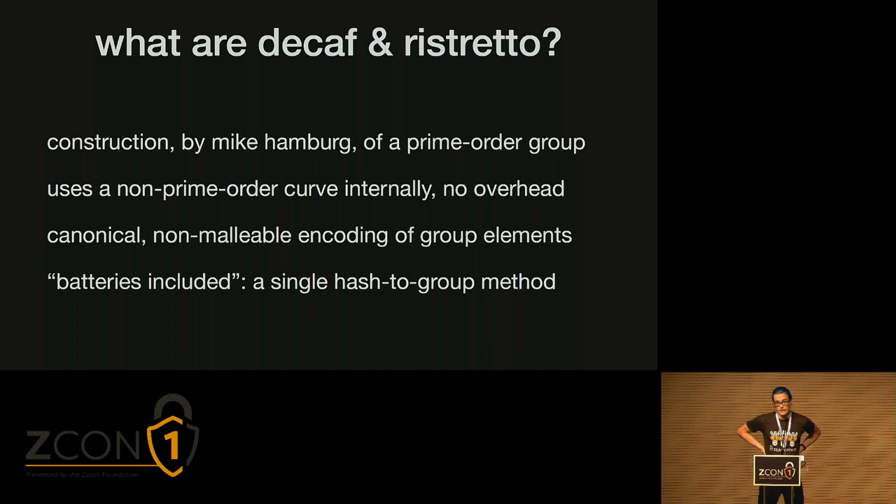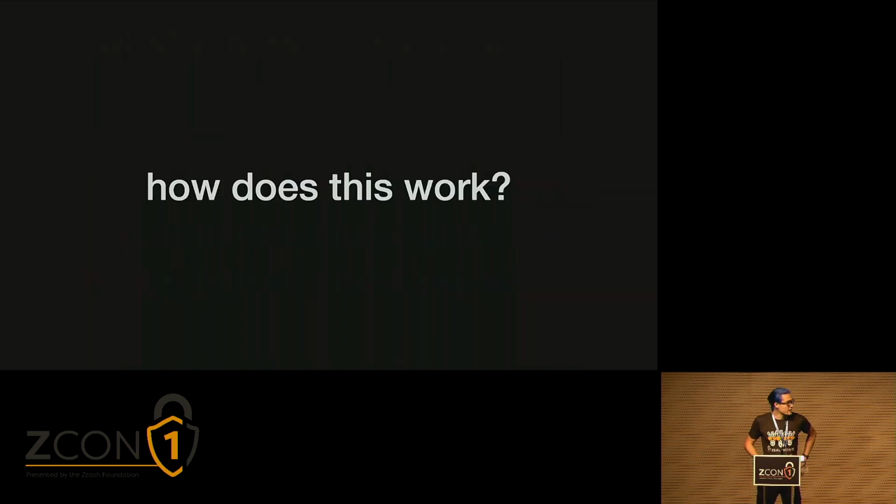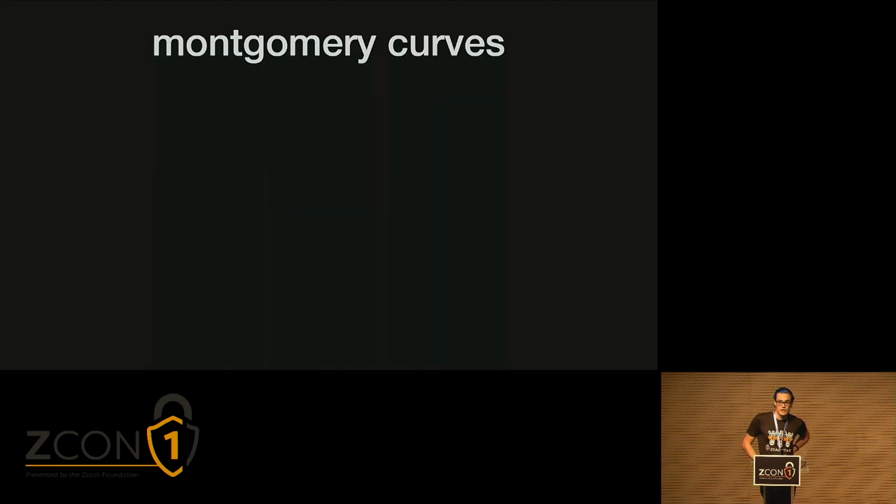So if you want to do a VRF or you want to construct some orthogonal generators, you don't have to figure out how you're going to do that. It's all just sort of built in. So that's pretty nice. And now I'm going to tell you a little bit about how it works. To do that, I have to tell you about some various different curve shapes that we're then going to combine to explain how this construction works.